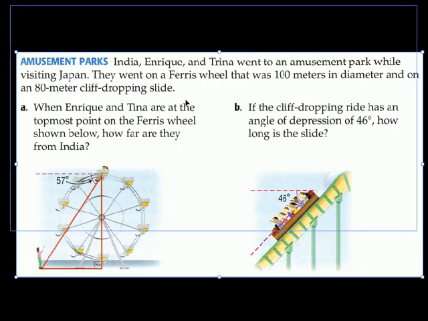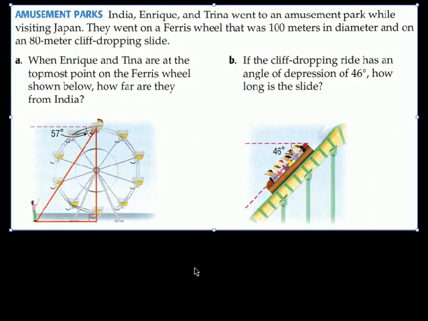Okay. Well, it's just like a field trip in here. All right, here we go. India, Enrique, and Trina. They went to the amusement park, and they're in Japan. Who cares what their names are? They went on a Ferris wheel that was 100 meters in diameter. You know enough about circles, right? What a diameter is. It goes right through the circle.